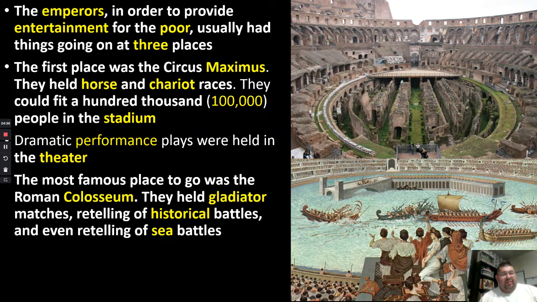One of the things they had was the Circus Maximus, which is where the horse and chariot races were. Those stadiums could fit 100,000 people. Just to give you some food for thought, most football stadiums nowadays fit 75, 80, 90,000 people. There's only a handful of stadiums that can actually fit 100,000 or more.